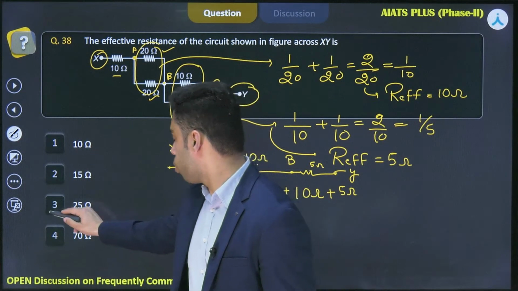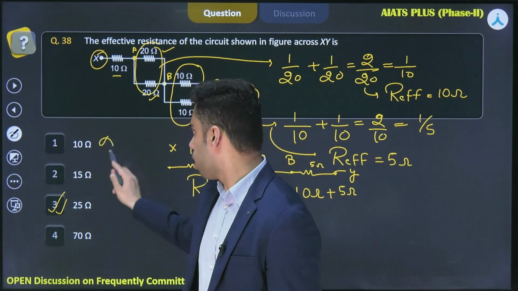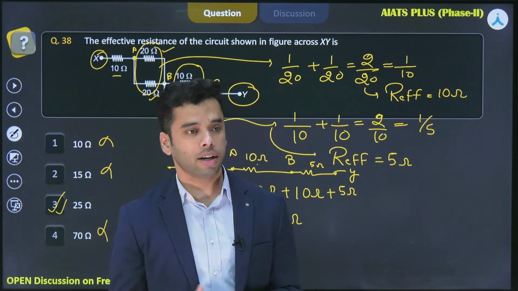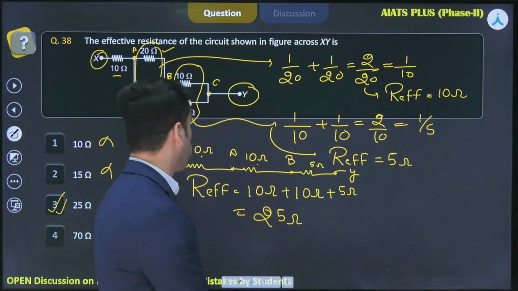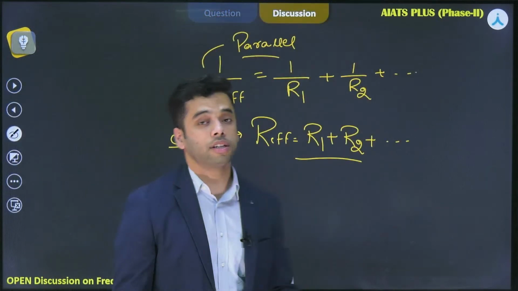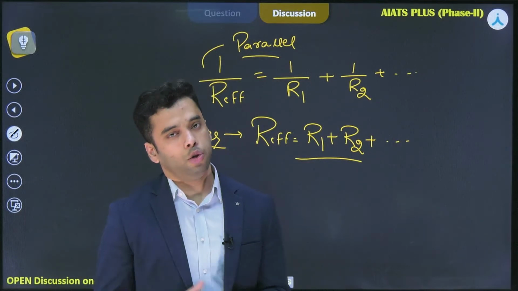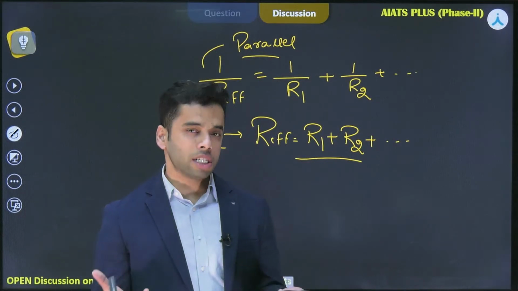So the correct answer should be option 3. Not 1, not 2, not 4. Option 3 is the correct answer to this problem, right? So 25 ohm is the correct answer. And I hope you understood how to deal with the concept of series and parallel. But you cannot expect such easy problems always in the NEET examinations.